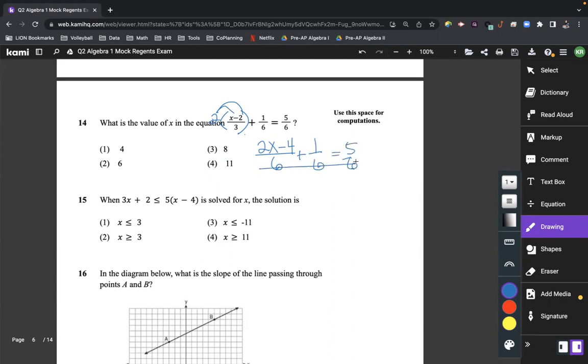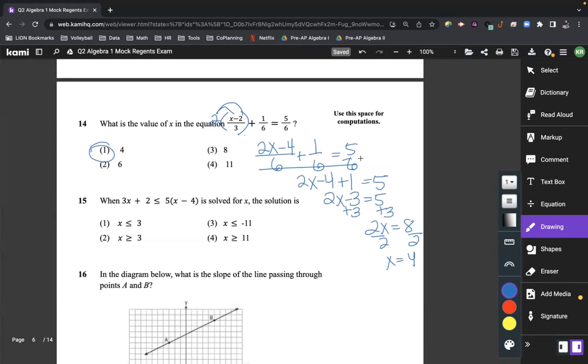And I get, boom, cancel out the bottom. So now I get 2x minus 4 plus 1 equals 5. -4 plus 1 is -3. So 2x minus 3 equals 5. Add 3 to both sides. 2x equals 8, divided by 2. X equals 4. Should have gotten 1 for 14.